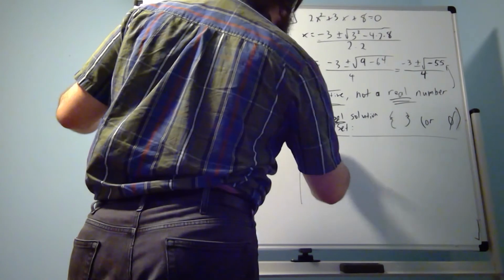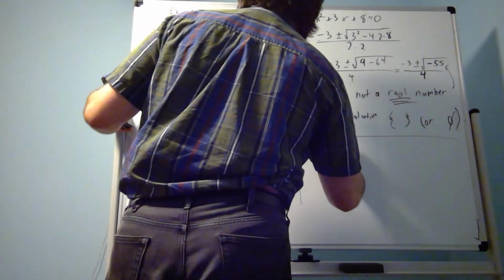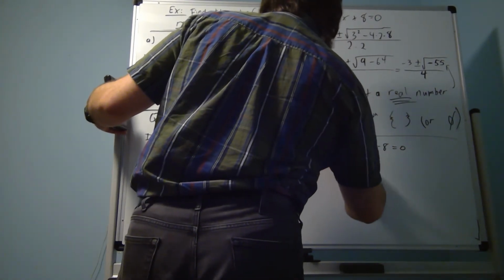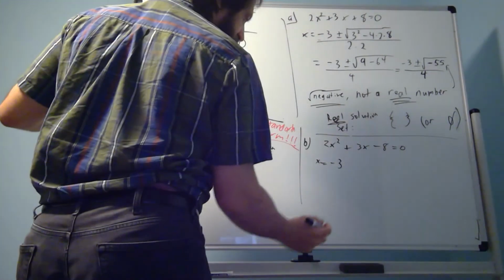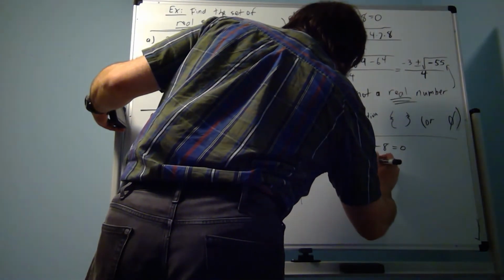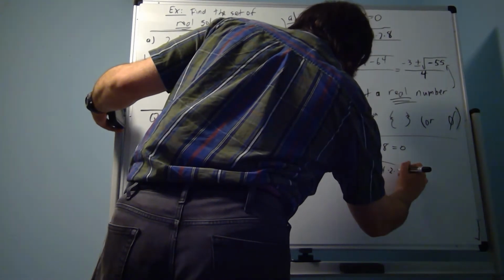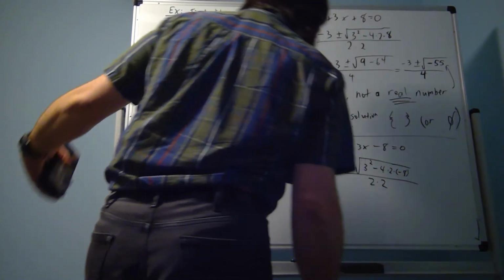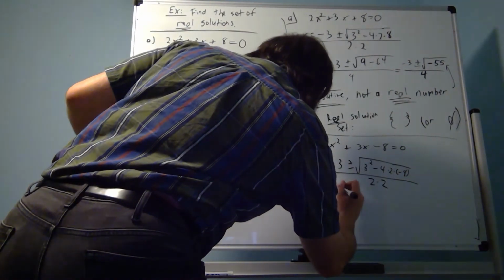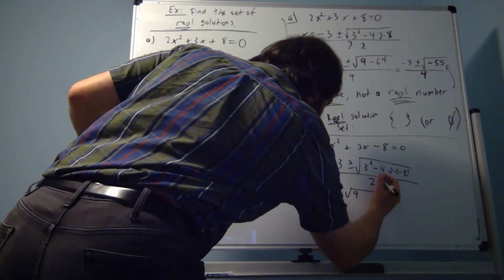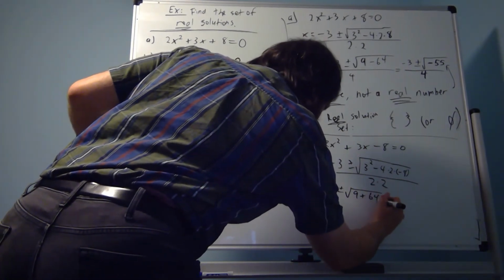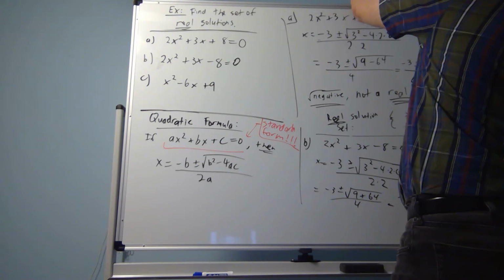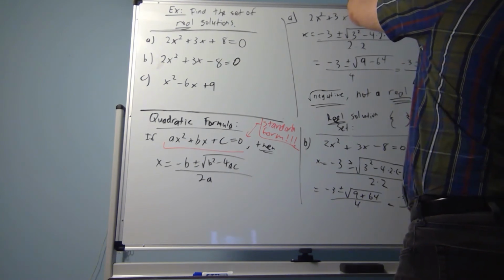So what happens if instead it's letter B? Again, x is negative b plus or minus the square root of b squared minus 4 times a times c, now c is negative 8, all over 2 times a. So we get negative 3 plus or minus the square root of 9. Now it's a double negative, so it's plus 64, all over 4. Negative 3 plus or minus the square root of 73, all over 4.